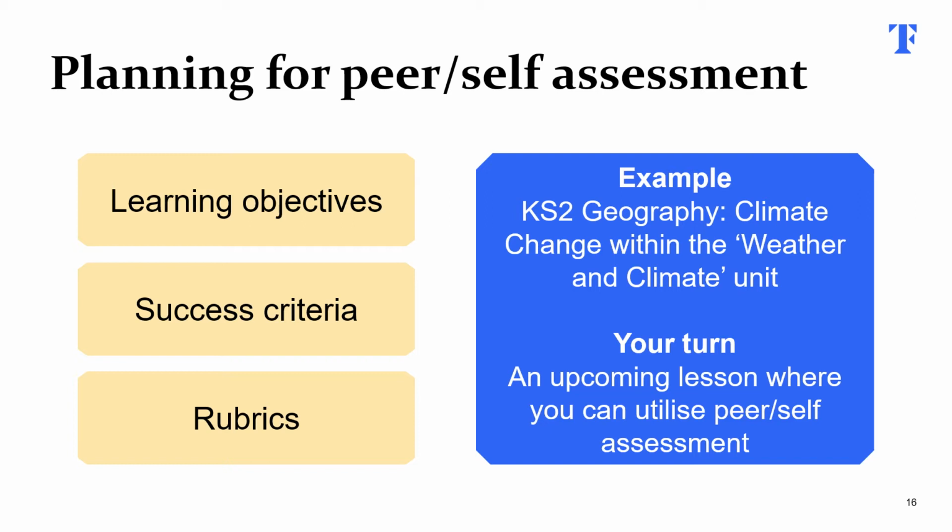We will now review these 3 areas through the scenario of a Key Stage 2 geography lesson on climate change within the unit of weather and climate. You will then have some self-reflection time to consider your own example based upon an upcoming lesson where you anticipate that peer and self-assessment would be beneficial. Let's start then with learning objectives.